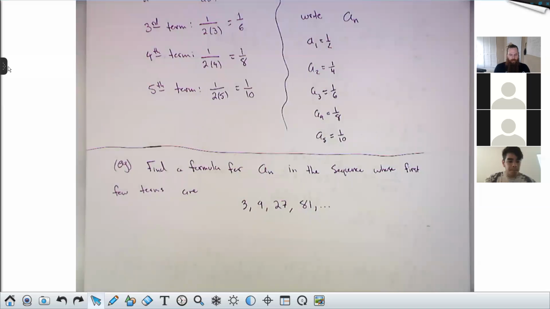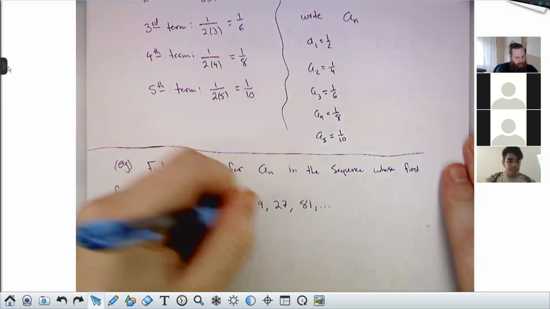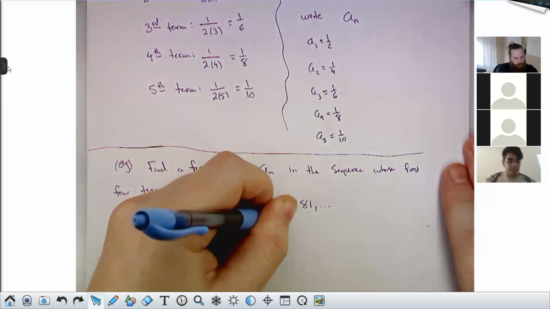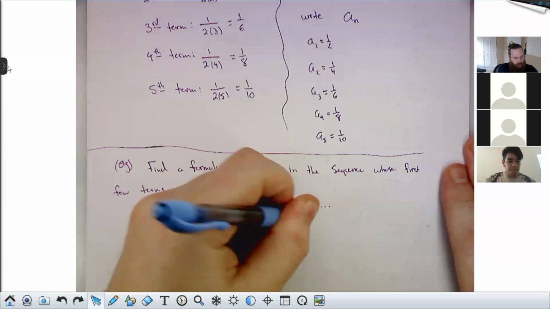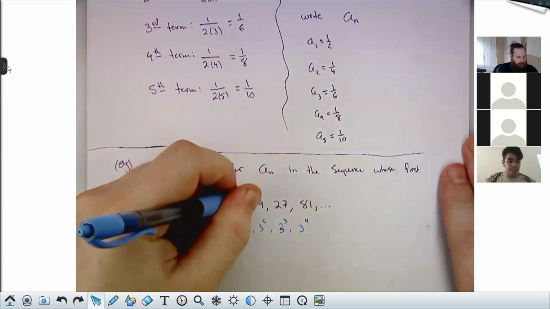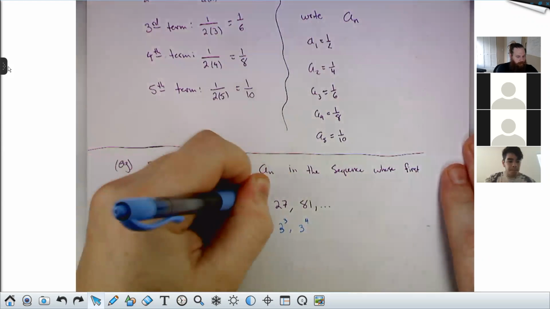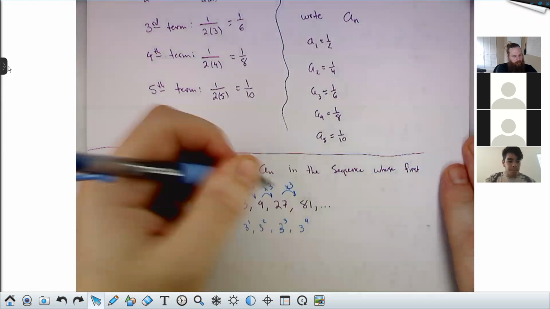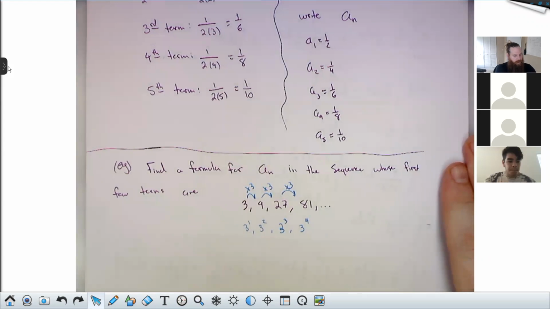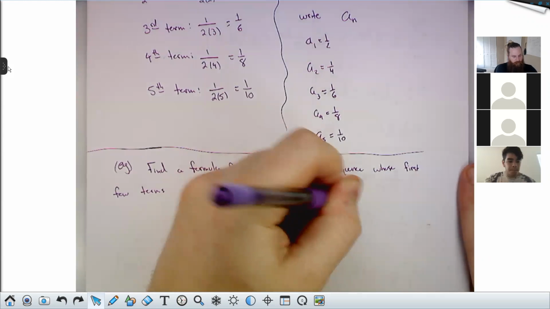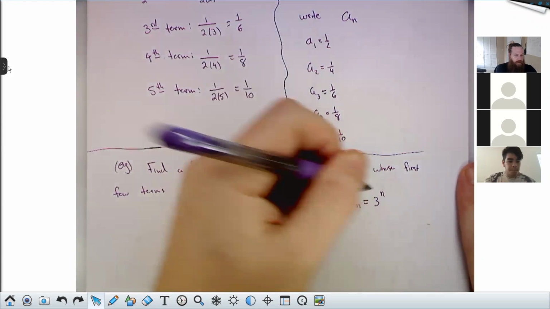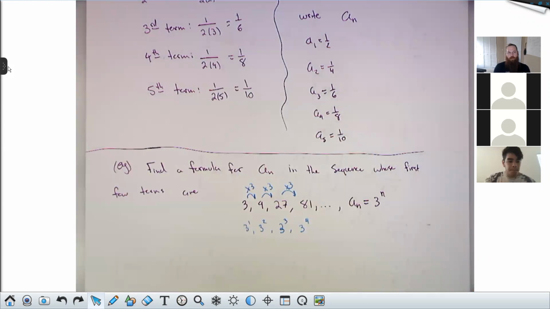Brooks is correct here. This is 3 to the n, and one way to see it is that 3 is 3 to the 1. 9 is 3 to the 2. 27 is 3 to the 3. 81 is 3 to the 4. To go from one of these to the next, you're multiplying by 3. So here I would say a_n is 3 to the n. It's kind of like an exponential function.